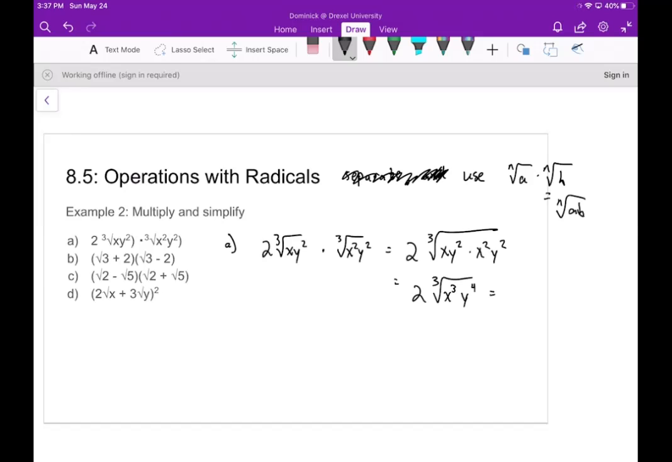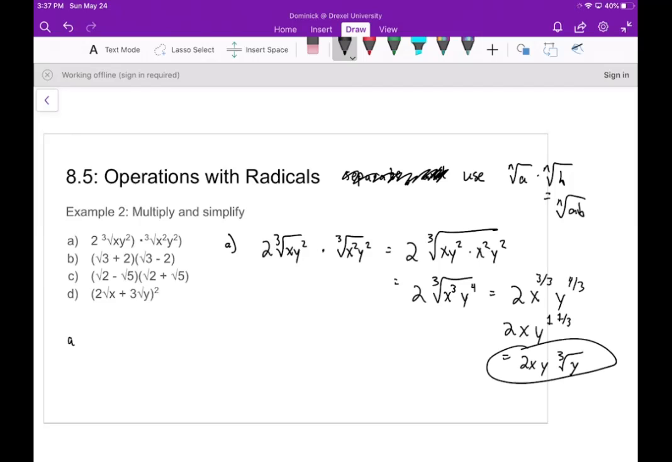Now, if we now separate, I should have said that before. Now we separate to simplify. So we're going to get 3 over 3 and a 4 over 3 for x and y. So we get a 2x y to the 1 1/3. So we get a 2xy cube root of y.